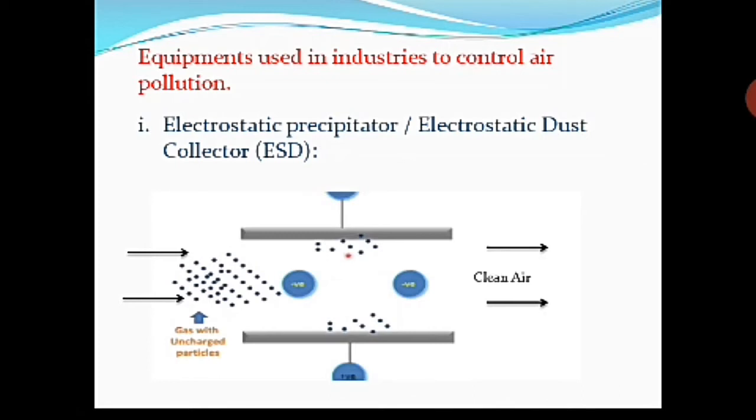DC current is supplied to these electrodes. The ionization of the particles is done in the electrostatic dust collector by using a high voltage DC source.